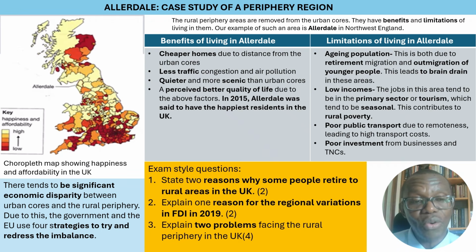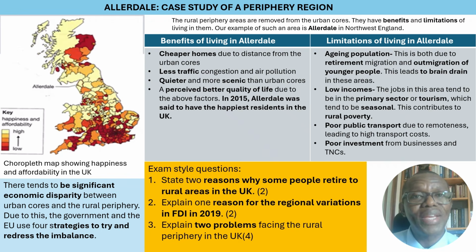So as you can see already, there tends to be a significant economic disparity between the urban cores and rural periphery. For the urban cores, we've talked about the fact that London generates almost a quarter of the country's GDP. So there's a lot of wealth in London. And then places like Allerdale, which represent the rural periphery, have seasonal and low paid jobs, which means that in terms of their contribution to the GDP, that contribution is very low, and also such areas are likely to experience rural poverty.